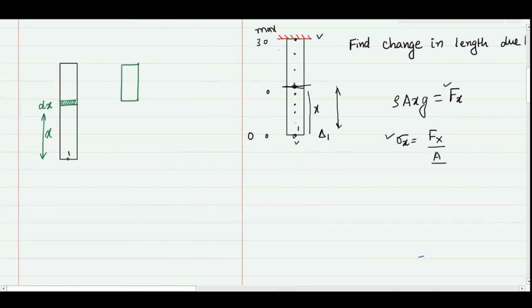To calculate that, let's consider a small section dx at a distance x from the tip. The top portion is the fixed portion. I can visualize that the force acting on this small section dx will be because of the lower portion. So the loading at the x distance will be what? The density, cross section area, x, and the gravitational constant. I know that the change in length is defined by the loading times length divided by A and E.